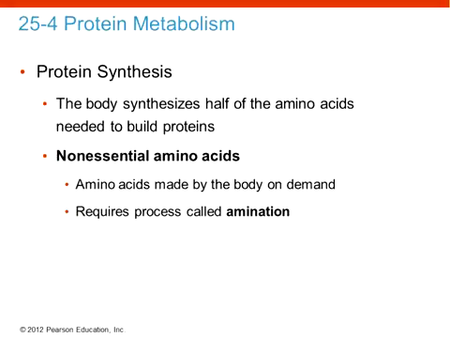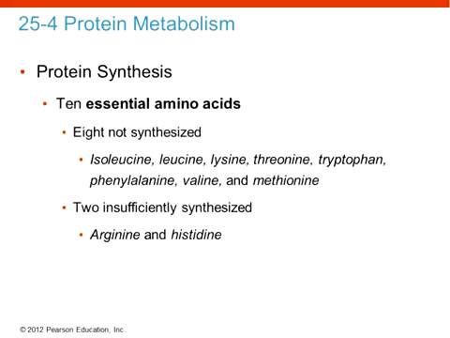The body synthesizes half of the amino acids needed to build proteins. We call those non-essential amino acids: amino acids that are made by the body on demand. It requires a process called amination. So deamination is the removal of an amino group, and amination is the addition of an amino group. It's NH4 that we call that.